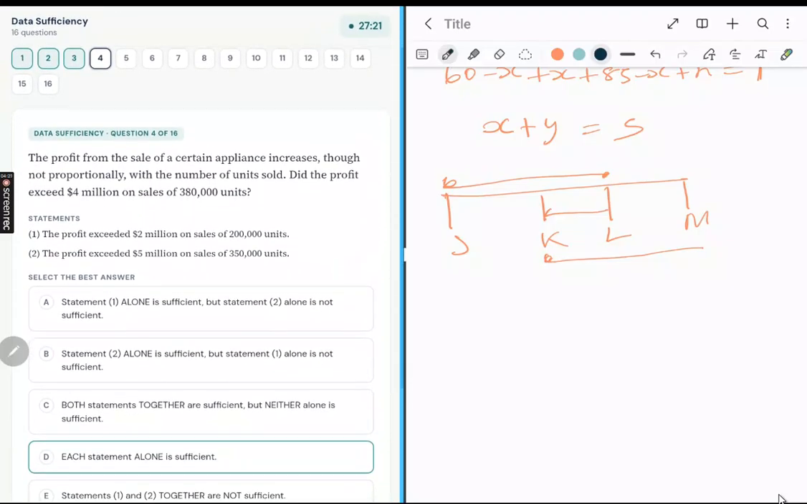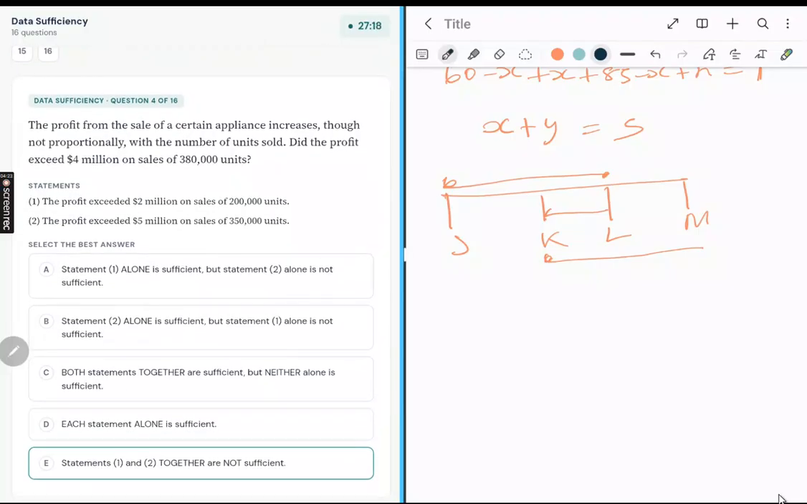The profit from the sale of a certain appliance increased, though not proportionally, with the number of units sold. Did the profit exceed $4 million on sale of 380 units? Can you attempt this one? Look at statement 1. The profits exceed 2 million on a sale of 200 units. If we now say 4 million on a sale of 380, did the profit exceed 4 million on a sale of 380 units? It must not, right?